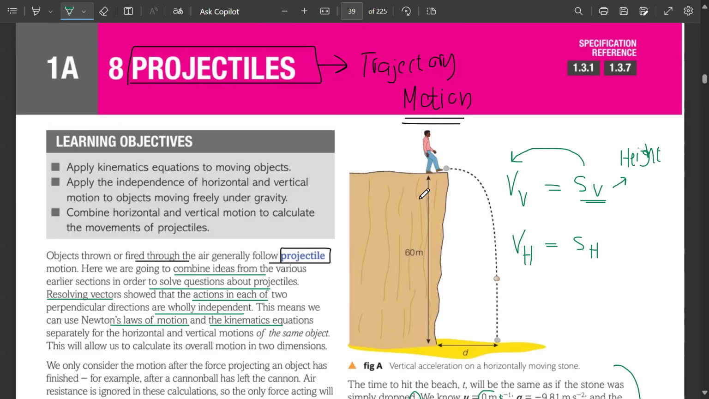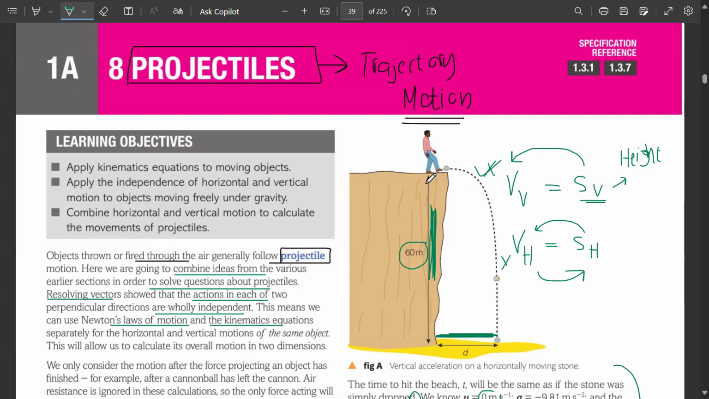And if you are asked to calculate this height, which is 60 meter, you cannot use the horizontal velocity. You have to use the vertical velocity. Horizontal velocity is only there to find horizontal distance. And same is the case, horizontal distance can only be used to find horizontal velocity. To find this distance, you're going to use the horizontal components of velocity. And to find this distance, you are always going to use the vertical components of velocity.